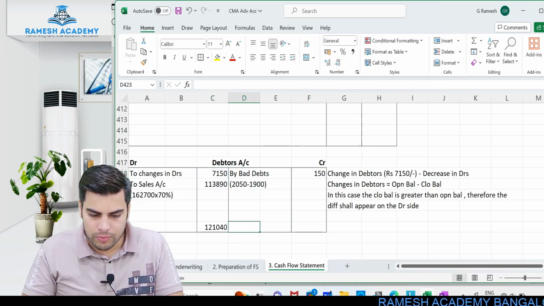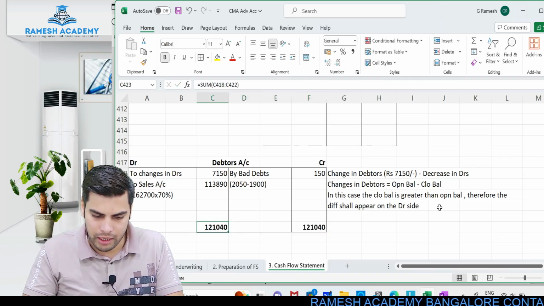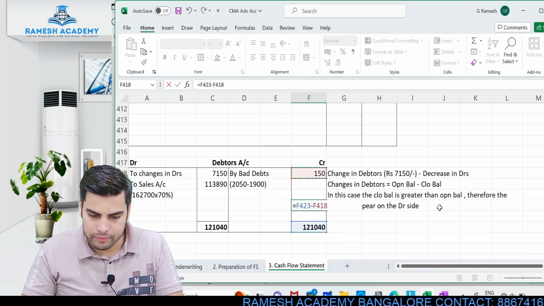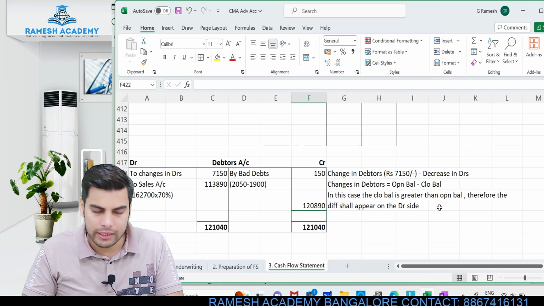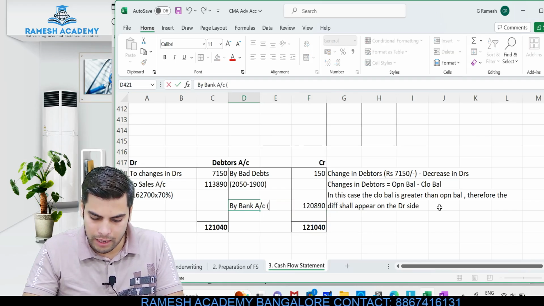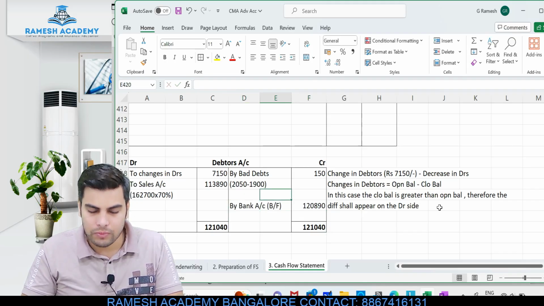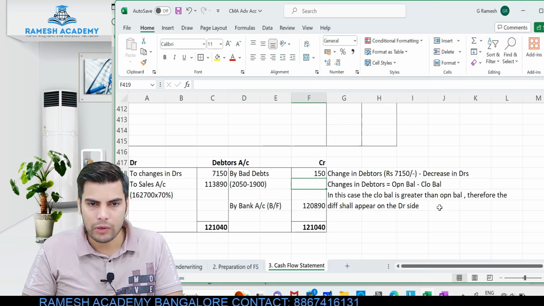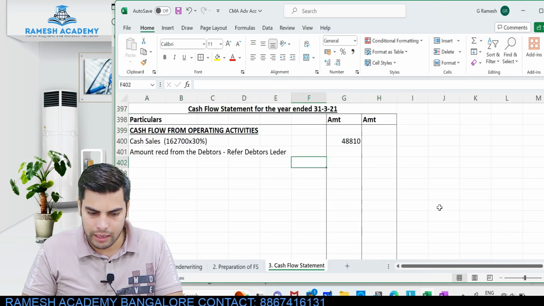Now look at this. If I close this particular ledger, I'll get to know how much exactly is the cash which I received from debtors. So 1,21,040 minus 150 gives 1,20,890, the amount which I received from the debtors. By bank account, this would be the balancing figure. So in my cash flow statement, I'll update this information: cash received from debtors 1,20,890.